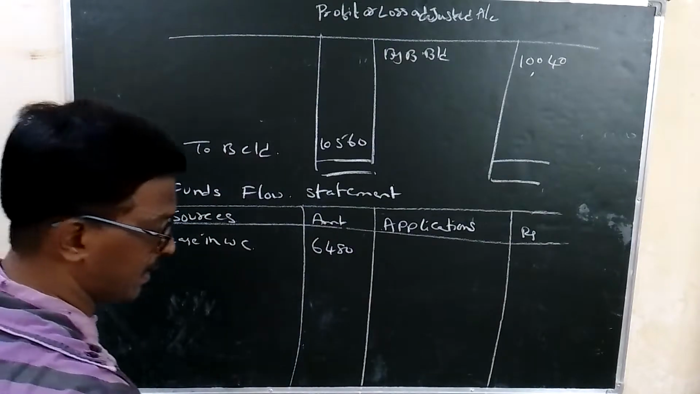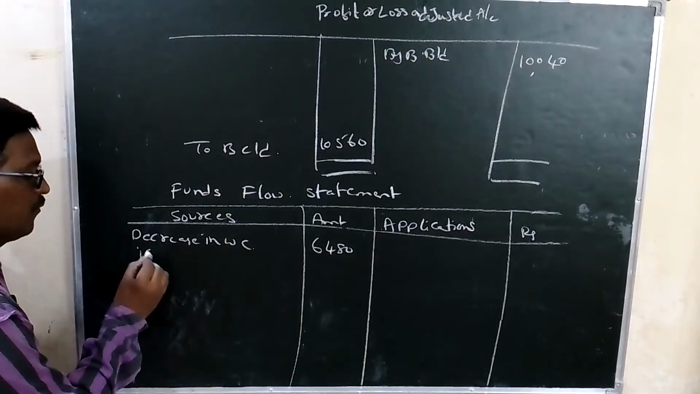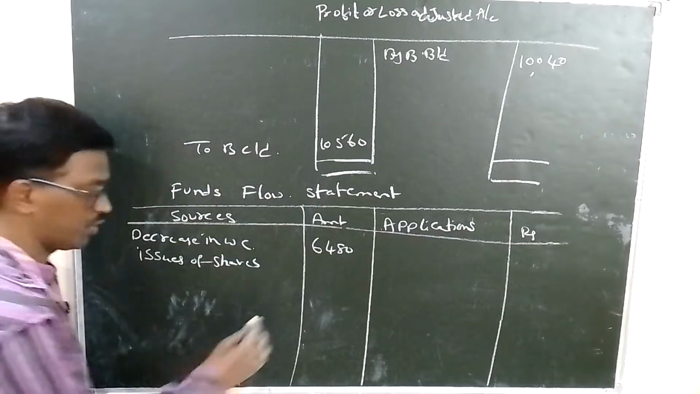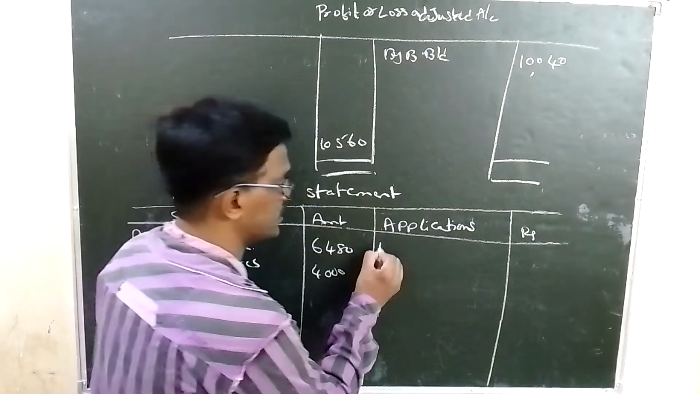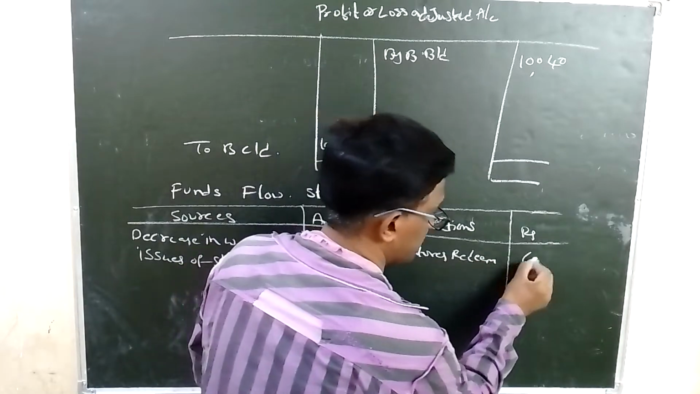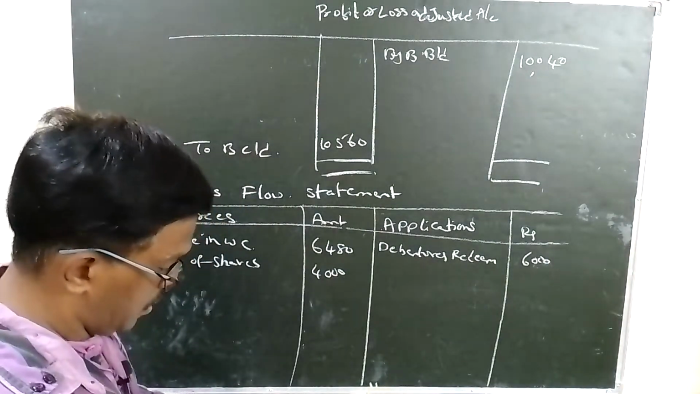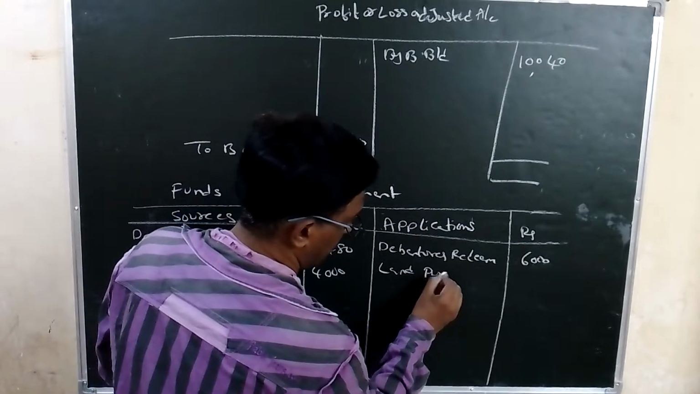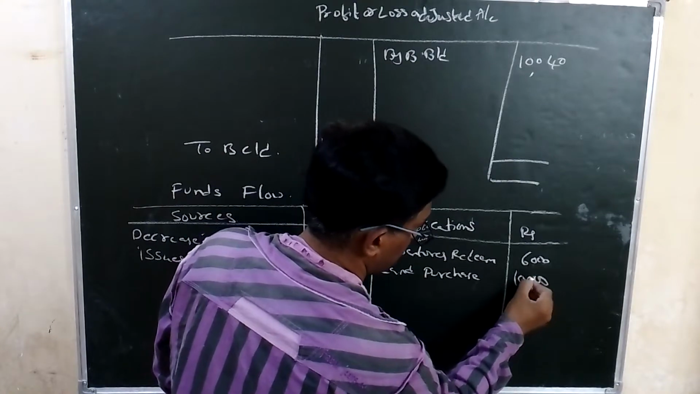What are the items prepared? Share capital 70,000 to 74,000, 4,000 increase. Sources: issue of shares 4,000. Next, debenture 12,000 to 6,000, paid. Debenture redeem means application: debenture redeemed 6,000. Okay, next, land purchase. Land purchase means application. Amount 10,000 rupees.